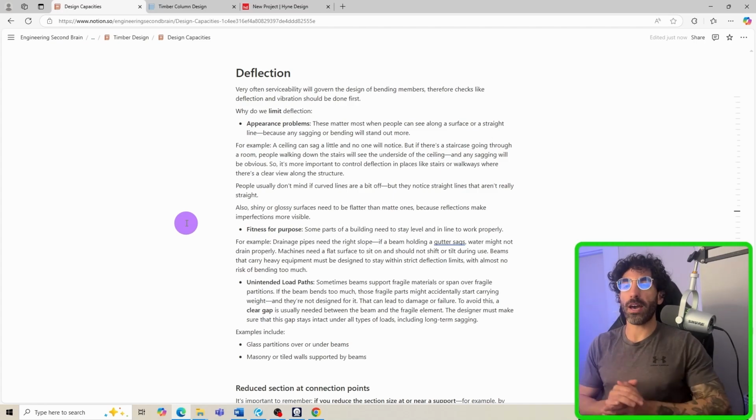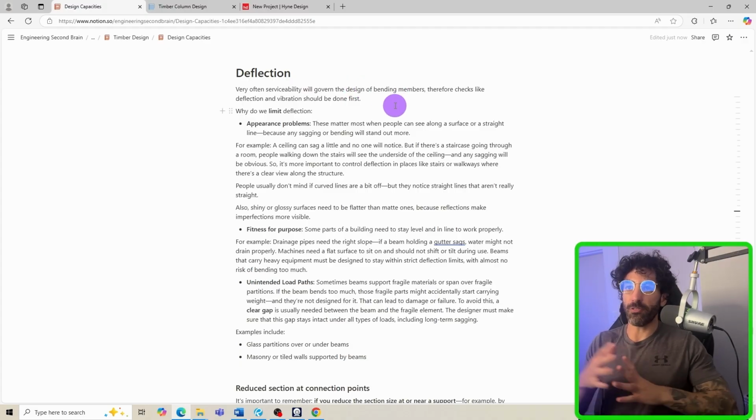Hello and welcome back to one more lesson, and this time we're going to talk about deflection. Very often, serviceability will govern the design of bending members. Therefore, we should do checks like deflection and vibration first before we go ahead and design the member for bending, compression, tension, bearing, everything else.